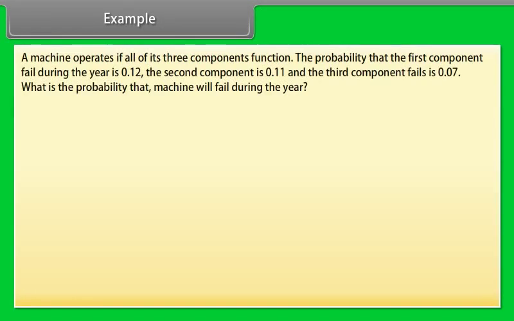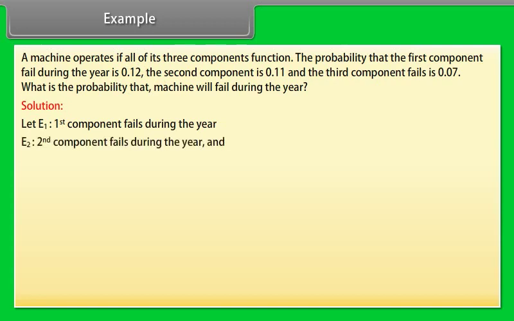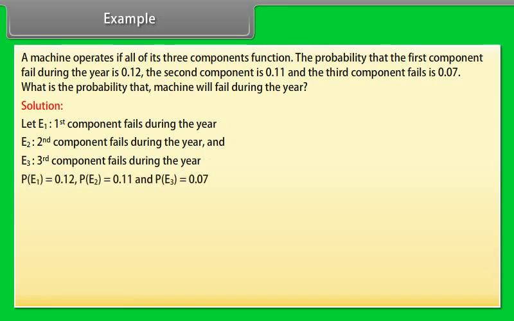Example. A machine operates if all of its three components function. The probability that the first component failed during the year is 0.12. The second component is 0.11. And the third component fails is 0.07. What is the probability that the machine will fail during the year? Solution. Let E1: first component fails during the year, E2: second component fails during the year, and E3: third component fails during the year. P(E1) = 0.12, P(E2) = 0.11, and P(E3) = 0.07.